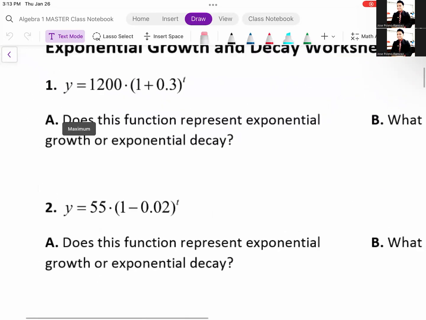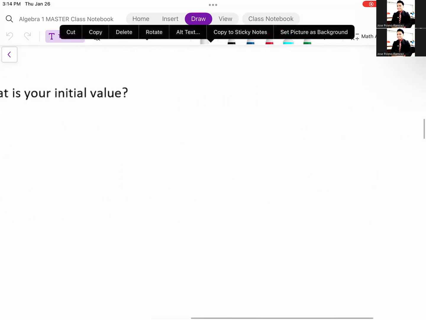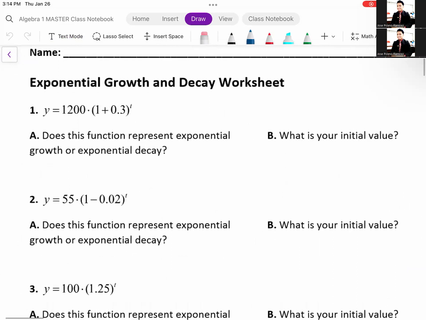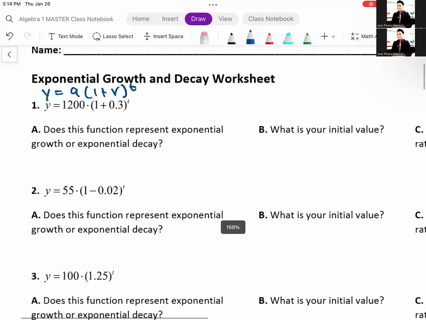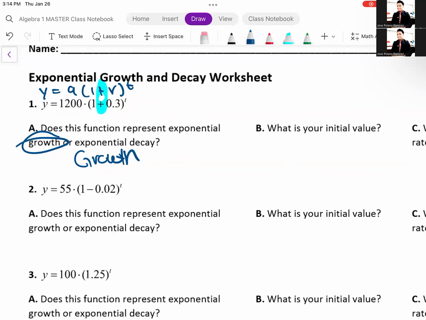So if you look at number one, I got my exponential function, and this is in the form of a model, which means I got y equals a times 1 plus r to the power of t. The first question is asking you, does this function represent exponential growth or exponential decay? Well, we see the plus symbol, which means that this is exponential growth. So I'm going to go ahead and just write growth. Now, when it comes to my initial value, which is letter B, what is your initial value? Remember, your initial value is the A value, which we can clearly see is 1,200.